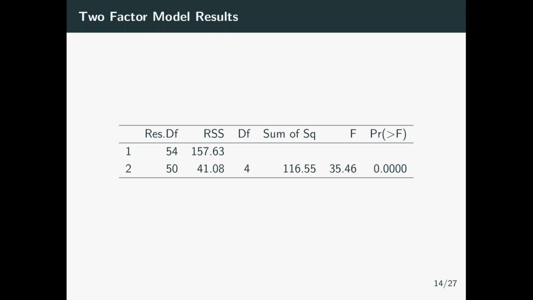Those are the four components you need, the residual degrees of freedom and residual sums of squares, to calculate the F statistic from the previous page, which is 35.46 with a p-value of essentially 0. And then the conclusion you would draw is that adding day as a second factor to your model statistically significantly increases the predictive ability of your model.